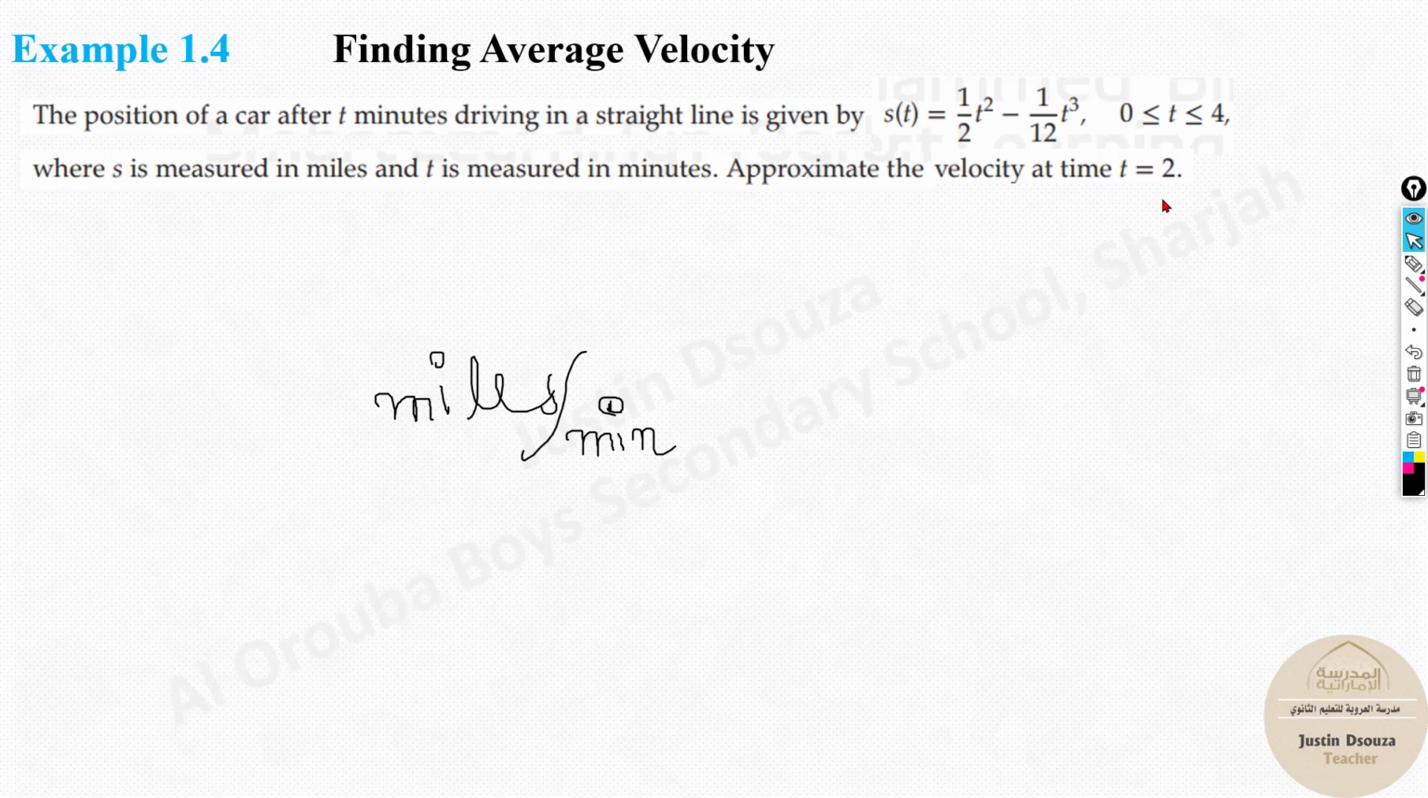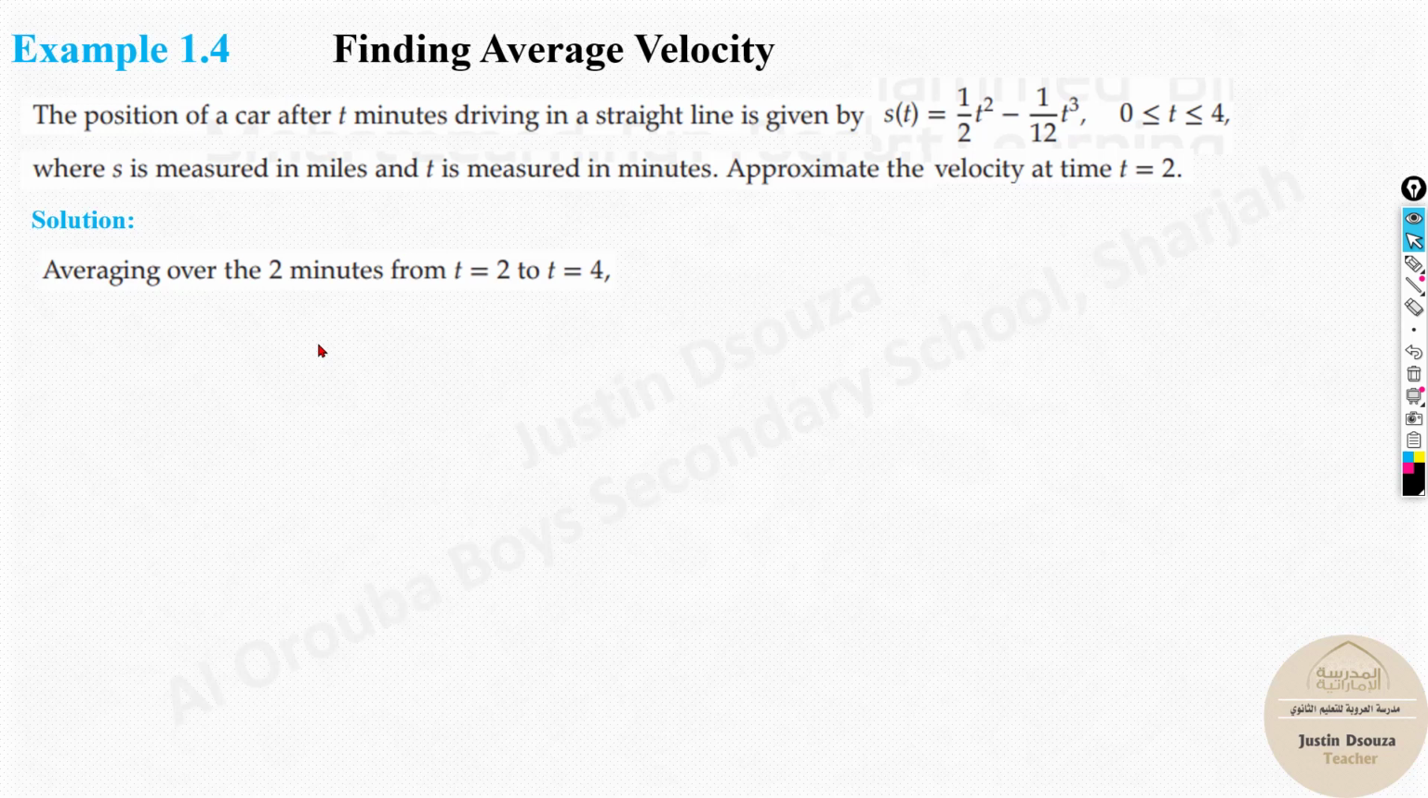Now then approximate the velocity at time t equals 2. Let's say this is important. At time 2 we need to solve. Let's see what we are dealing with. Time at 2, right?